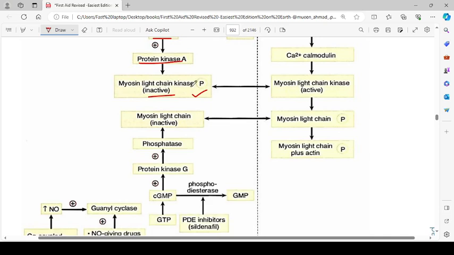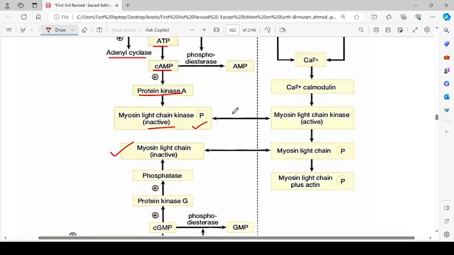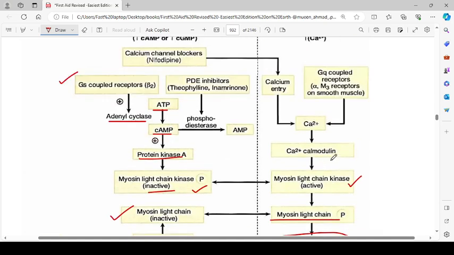This myosin light chain kinase will stimulate the myosin light chain, which will be phosphorylated and activated. Yeah, so you can see myosin light chain kinase become active, and by the myosin light chain, this will also stimulate that, and myosin light chain plus actin. So now here you can see that the phosphodiesterase inhibitors inhibit the degradation of cyclic AMP into AMP and thus help in muscle contraction, right?